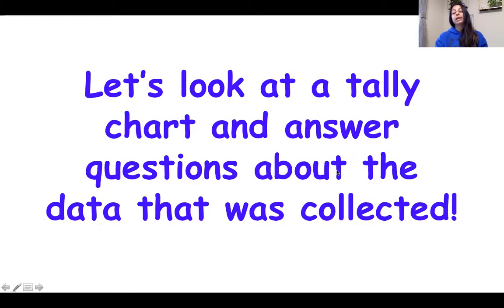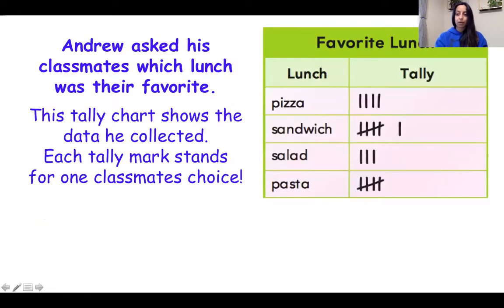Let's look at a tally chart and answer questions about the data that was collected. All right, so here we have a tally chart. In this tally chart, Andrew asked his classmates which lunch was their favorite. And the choices he came up with were pizza, sandwich, salad, and pasta. The way to make a tally chart is to kind of write your question on top. So his question was about favorite lunch. So the title of his tally chart was favorite lunch. Then in this column, he listed all the lunches, the lunch choices, pizza, sandwich, salad, and pasta.